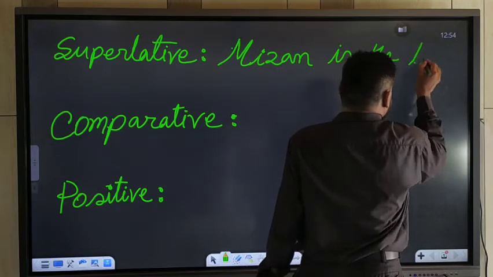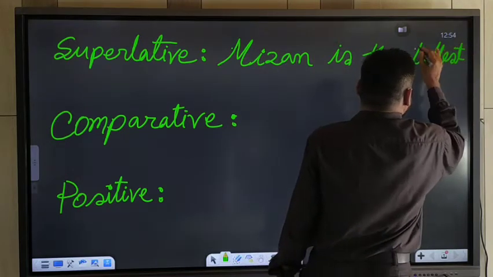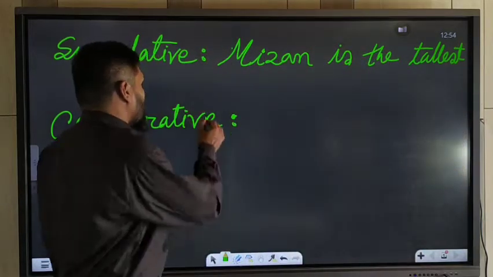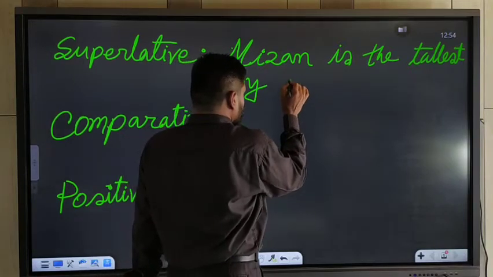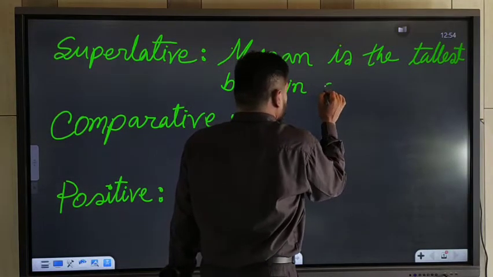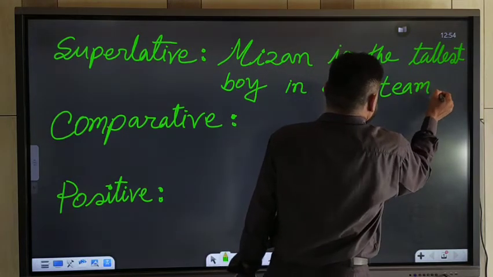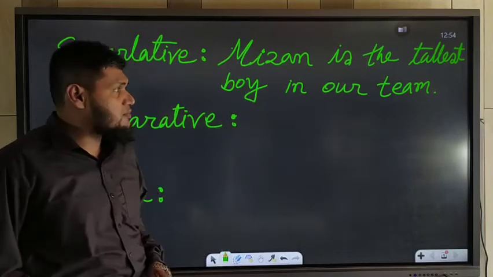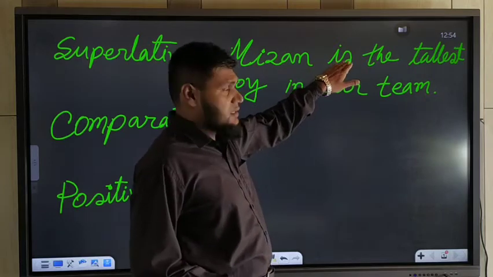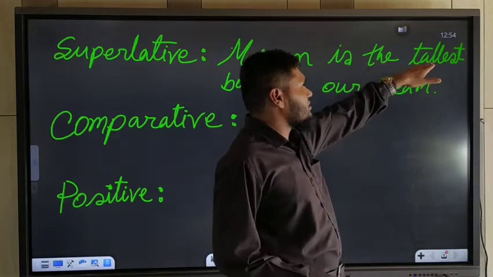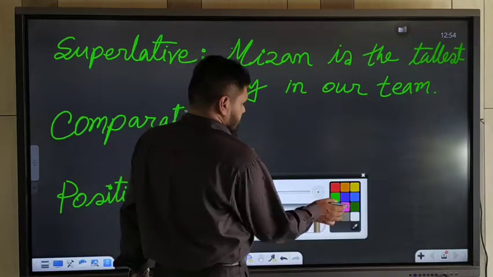Milan is the tallest boy in our team. That is the tallest boy in our team. So the subject is Milan, the verb is, and then the plus superlative of the adjective. So here is the plus superlative.